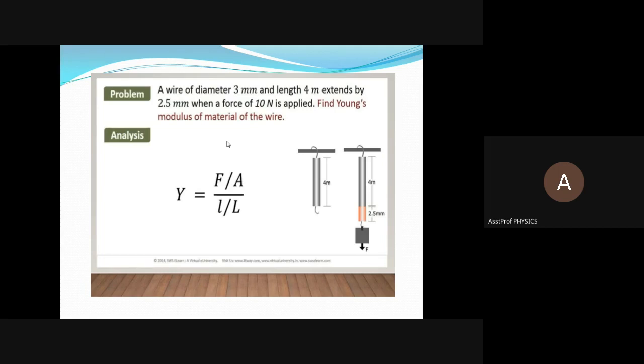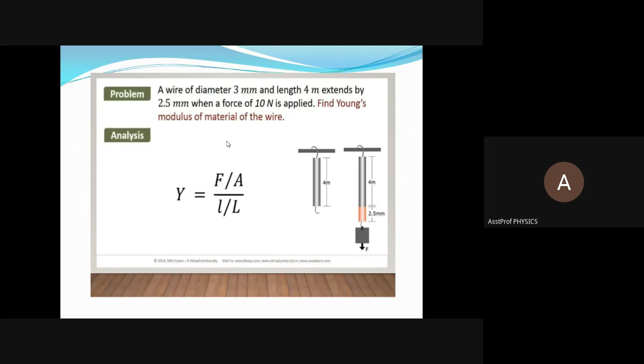One example is given for you. A wire of diameter 3 mm and length 4 meter extends by 0.25 mm. So 4 meter length is the original length. The dimension will not extend to 4 meter or 5 meter. Small changes will be studied, and that value is 0.25 mm. So the change in length is 0.25 mm.